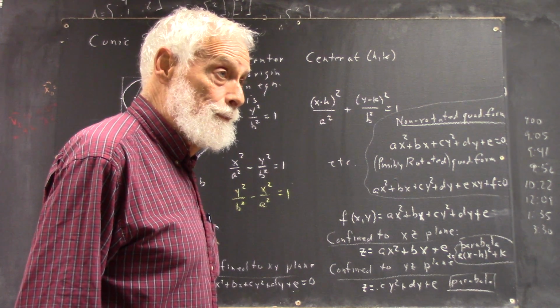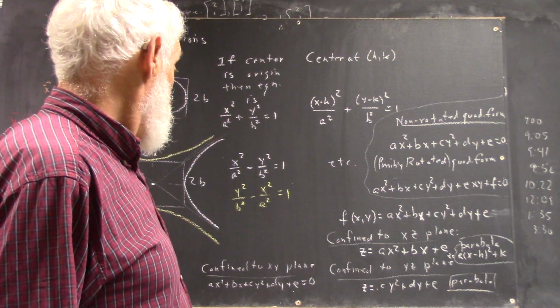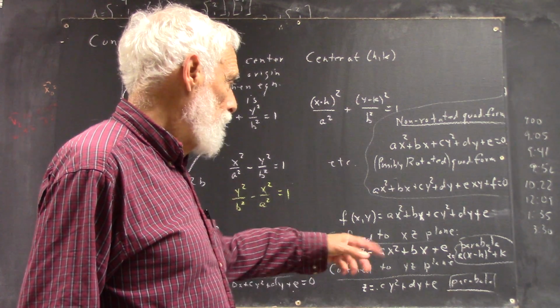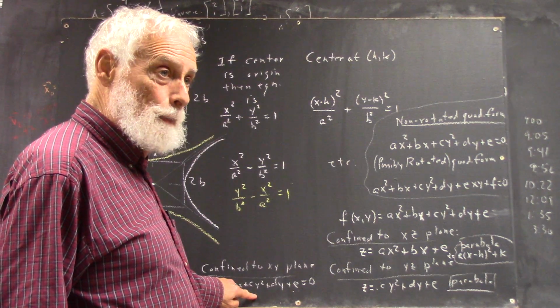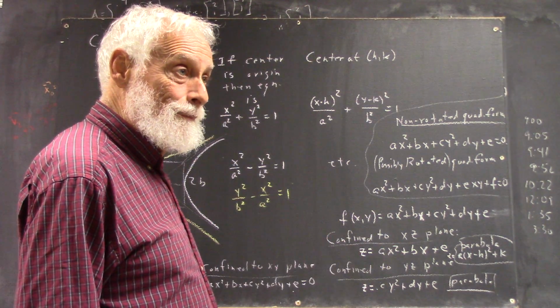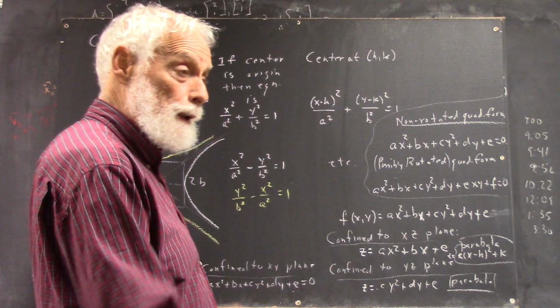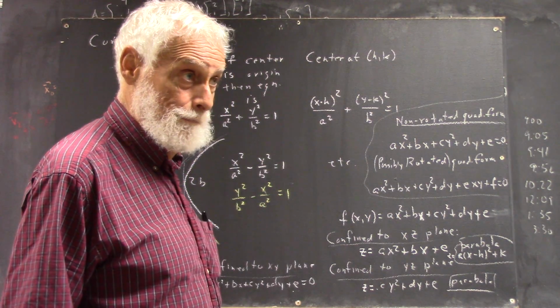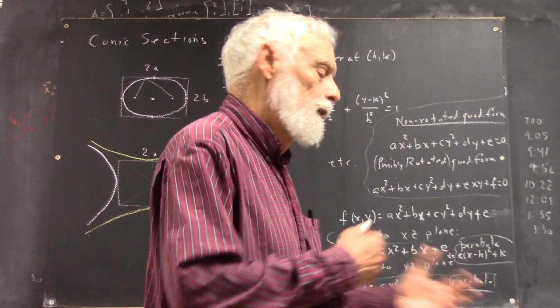okay? Well, there are other cases. Like if a is 0, then you have a parabola down here, opening in the y direction. If the coefficient of y squared is 0, you have a parabola opening in the x direction. Okay? And of course, if you got an xy in there, everything's rotated.